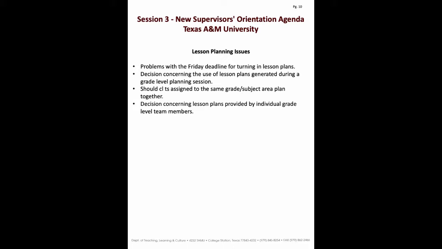Also, another issue that often comes up is when there's more than one clinical teacher in a grade level. The question is if it's okay for these clinical teachers to plan together, and the answer is absolutely yes. However, after the clinical teachers plan together, they are to go their separate ways and write out their own lesson plans. It's always interesting that even though the activity itself may be the same, the clinical teachers will differ in their sequence of instructional steps or just their overall approach to teaching the lesson.